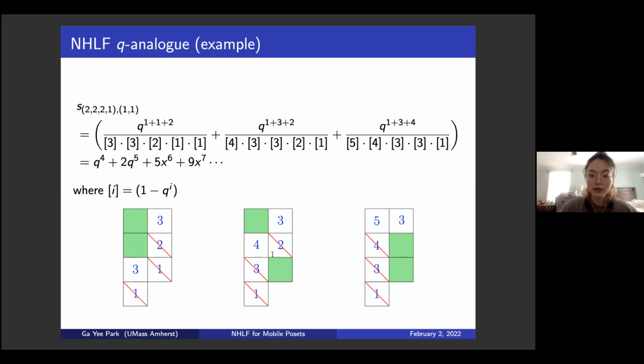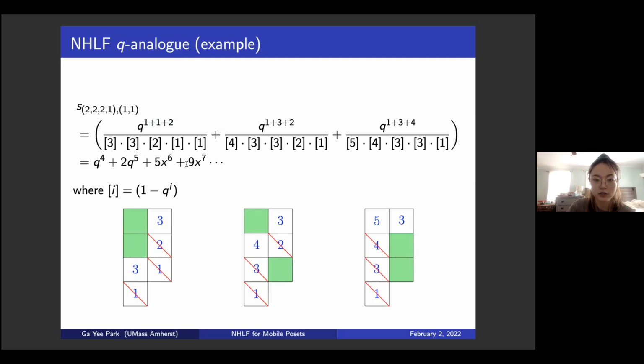Same thing for this one, 2, 3, 1. Same thing for this one, 1, 3, 4. And I would have this infinite polynomial that would be the Schur function of this particular skew shape.